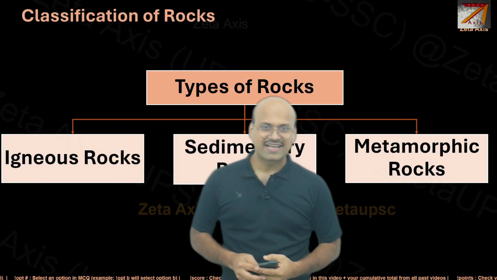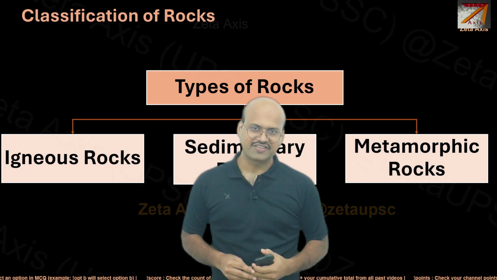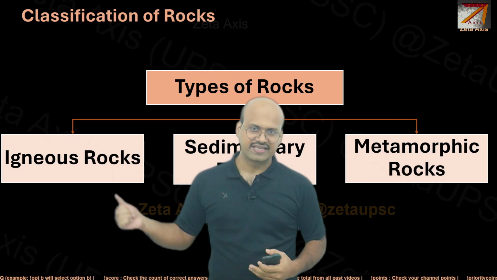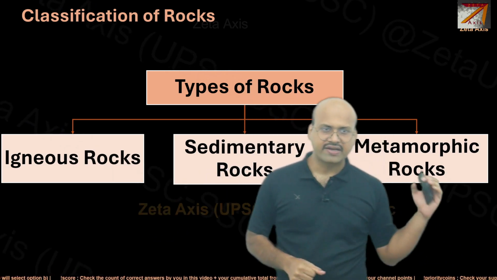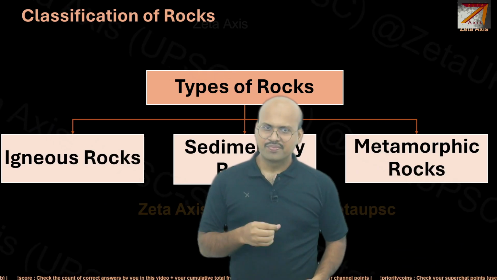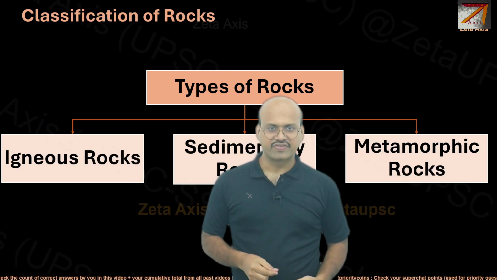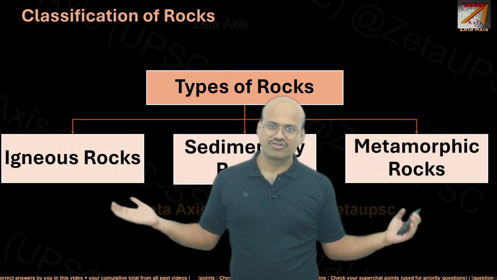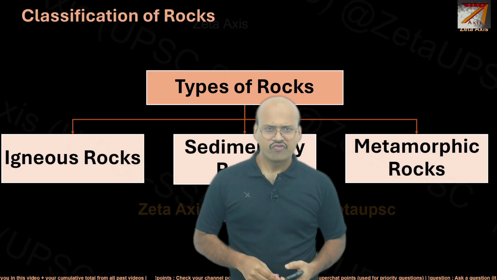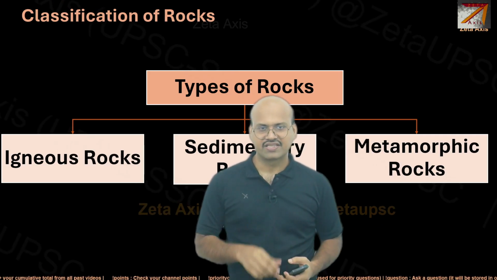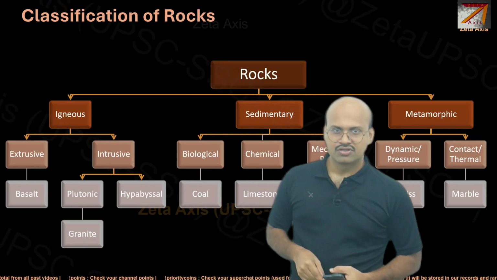Now let's see the classification of rocks. Rocks can be classified into three major categories: igneous, sedimentary and metamorphic. So let's see briefly one by one each of them. We have already done videos on each of them in great detail, but here we will stick to whatever is given in the JC Leong book. So this is a broad classification of the rocks.